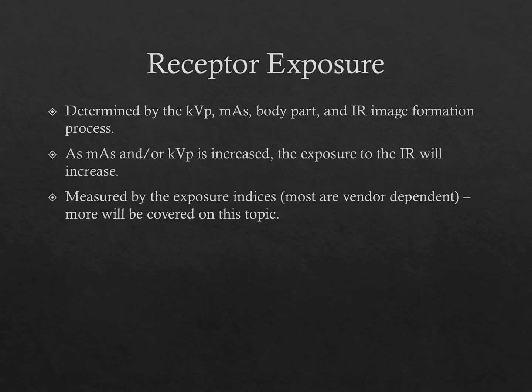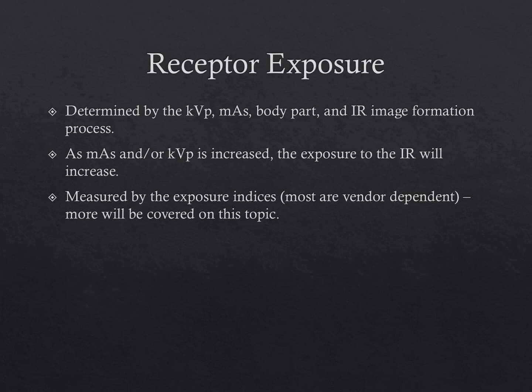So let's talk a little bit, just briefly here, about receptor exposure. The image receptor exposure is determined by the kVp, the mAs, the body part, and how the image receptor forms the image. We're going to talk in a little bit more depth as we talk about each different type of image receptor.